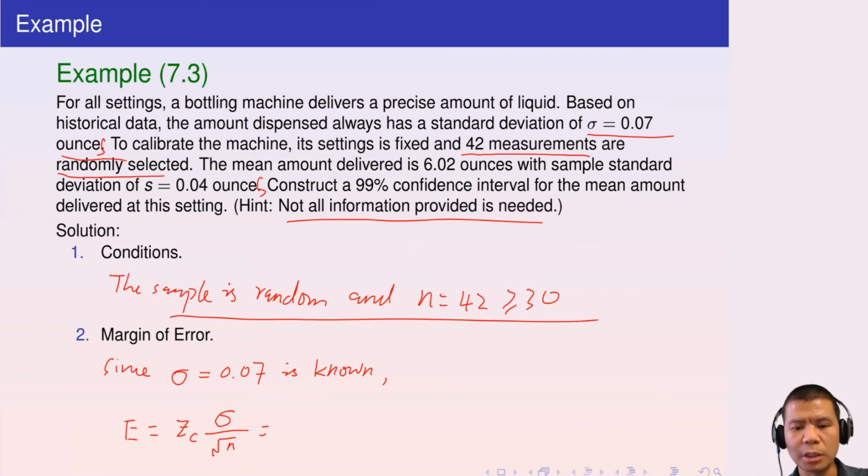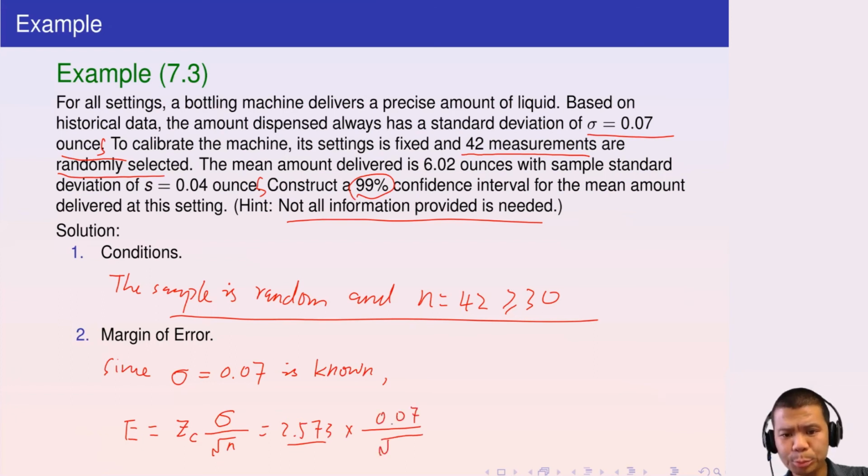So z_c, for 99% confidence, is 2.573, times 0.07 over square root of 42. Now again, I should have my calculator with me, but I do not. So you can calculate this value, and remember, round to 2 decimal places, because here it is 2 decimal places. So I believe you can find this E.